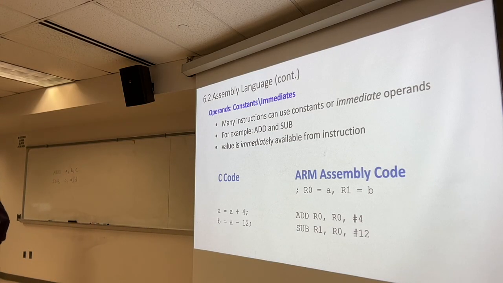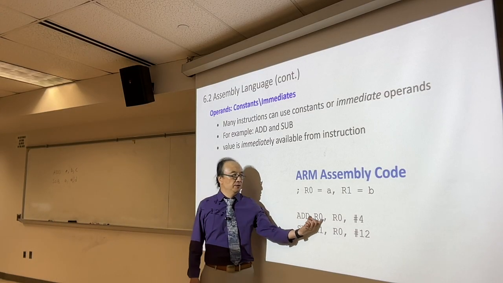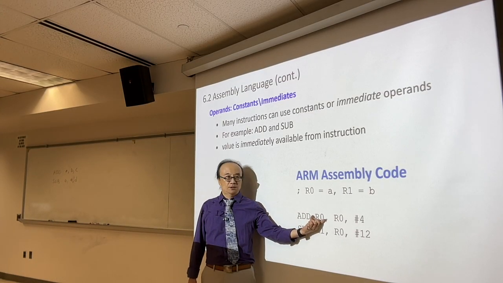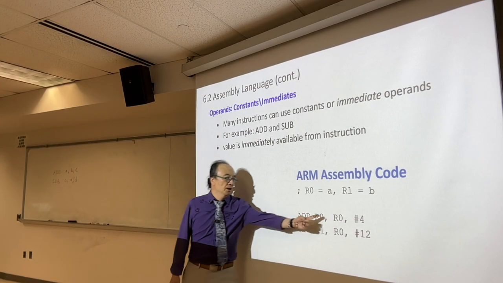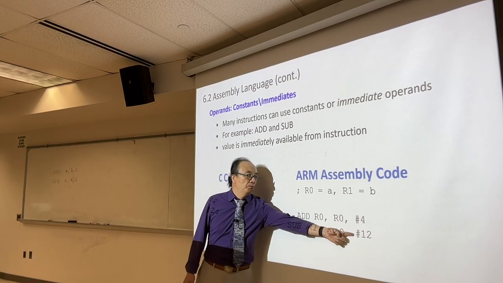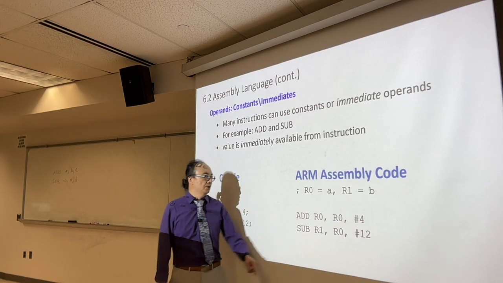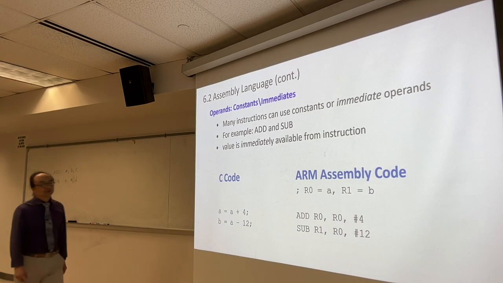So we can do that. Again, the first register is our destination register. So R0, A equals A plus 4, and then subtract A minus 12 and put it into R1, which is B.